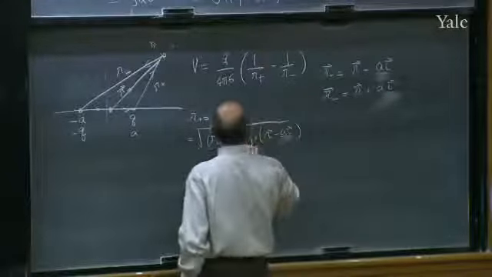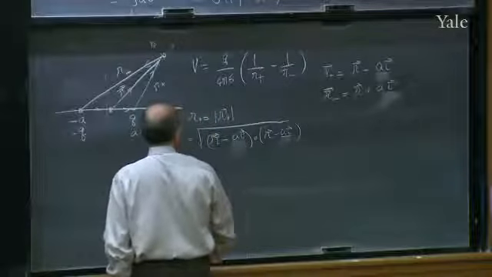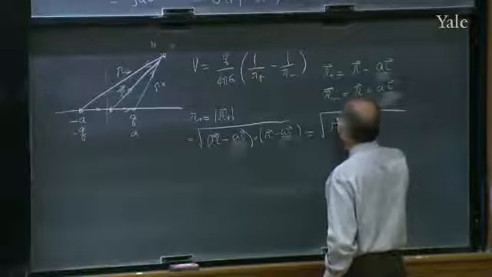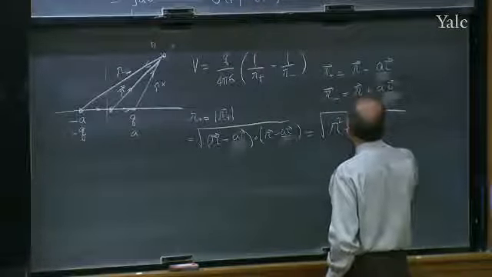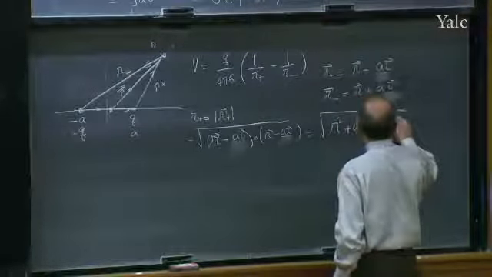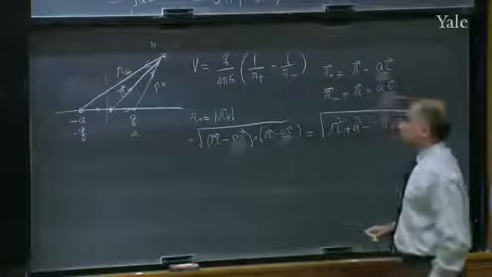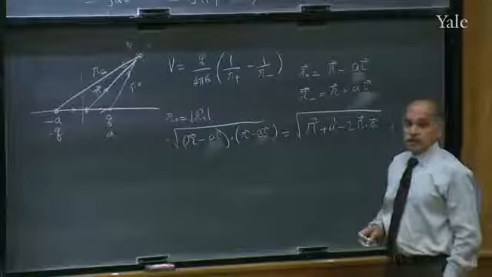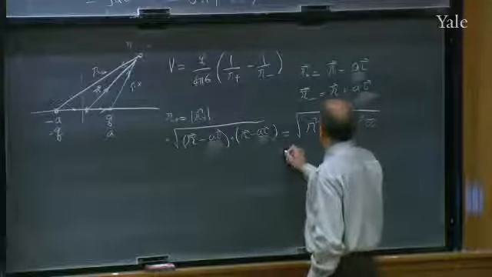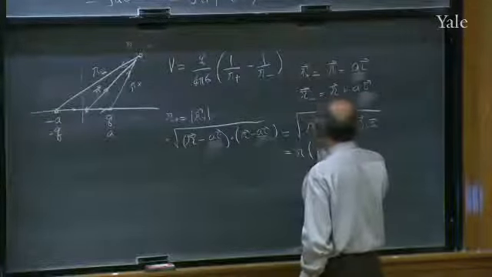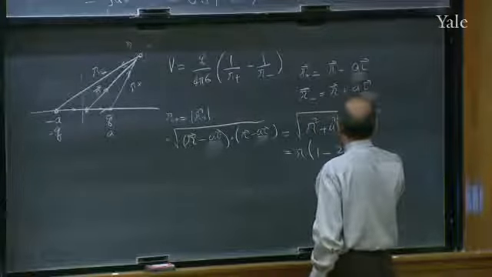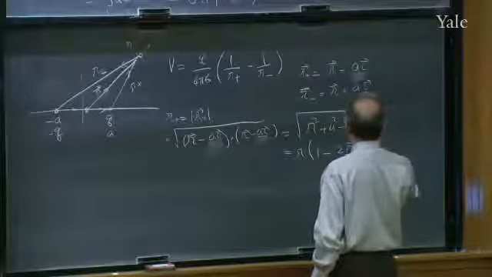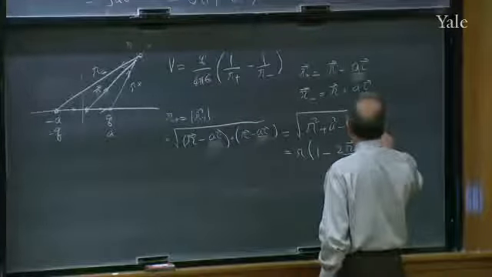Yeah, in fact, one puts the 2A as a separation to avoid all these factors of 2. So now you take the length square, it is equal to R square plus A square minus twice R dot A. The other one would be R square plus A square plus twice R dot A. And that we can approximate as R times 1 minus twice R dot A divided by R square to the 1/2.